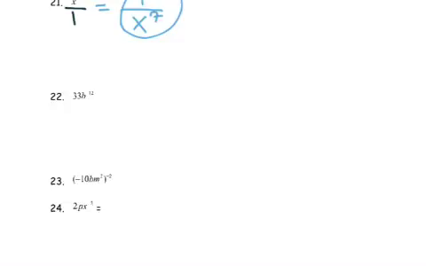For 22, the only value with a negative exponent is the b because it's not in parentheses. So that 33 is going to stay in my numerator. B to the 12th would change the location and go to my denominator.